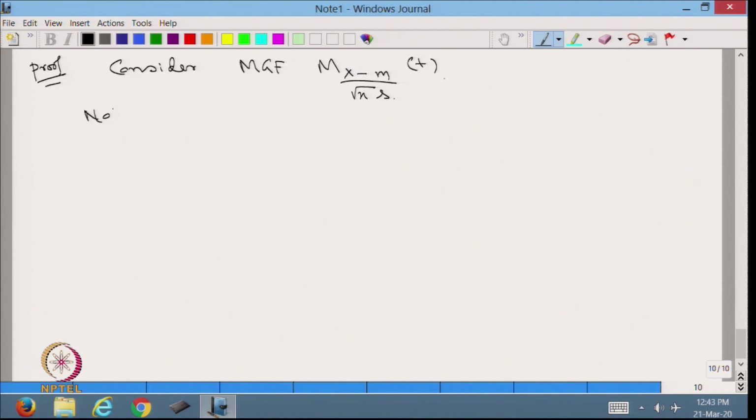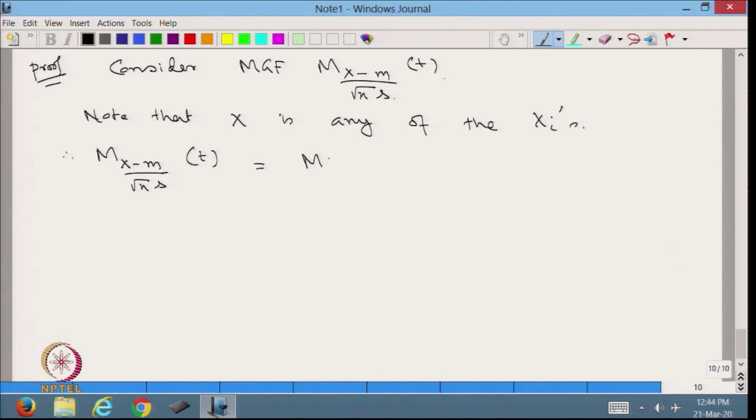Note that x is any of these xi's. Therefore, the MGF of (x minus m) upon root over n s at t is equal to the moment generating function of x minus m at the point t upon root over n s.